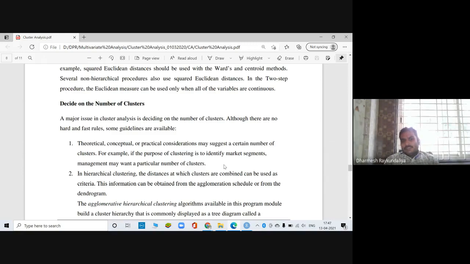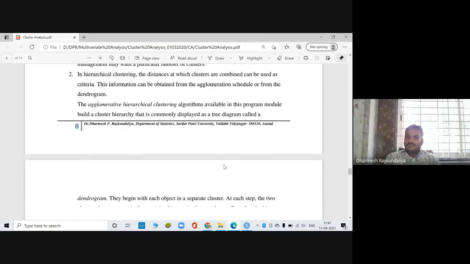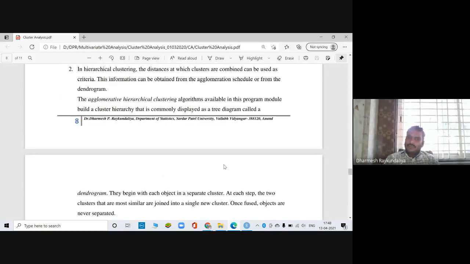In hierarchical clustering, the distance at which clusters are combined can be used as a criterion. This information can be used from the agglomeration schedule or from the dendrogram. So by looking at the dendrogram, you can identify the clusters. The dendrogram is a program module that builds a cluster hierarchy that is commonly displayed as a tree diagram. Whenever you have the clustering solution with you, you just make a plot of that, and it gives the dendrogram.